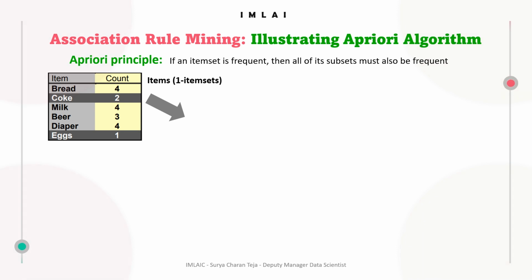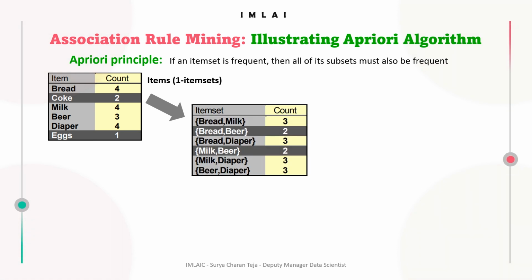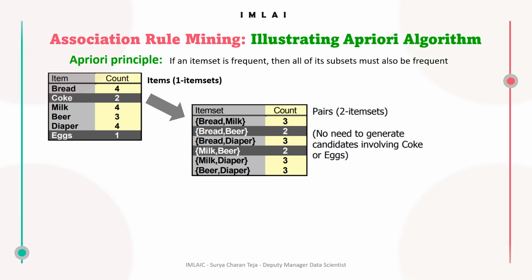From there we have to make two item sets, the possible combinations. So bread milk, count 3, bread beer, count 2, bread diaper, count 3, milk beer 2, milk diaper 3, beer diaper 3. So that's the count we got. These are two item sets, pairs. There is no need to generate candidates involving coke or eggs, because they are infrequent, their frequency is lesser. If you see their frequency, it's 2 and 1, that's it. So that is the reason I'm going to eliminate coke and eggs.